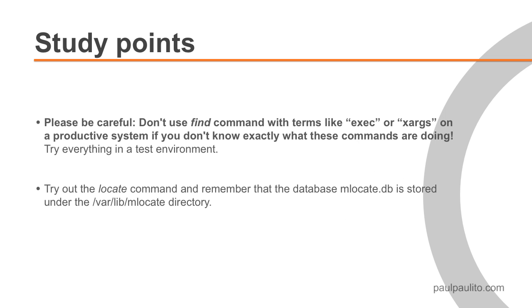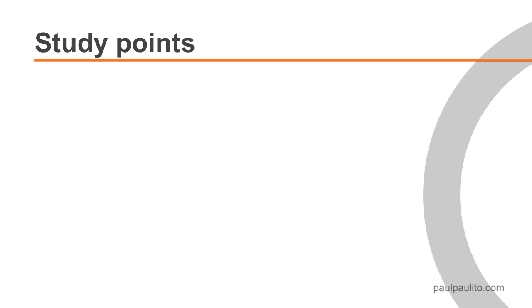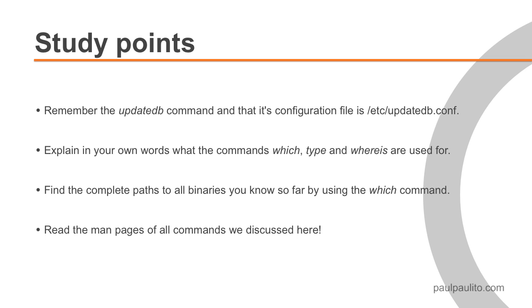Please be careful. Don't use find commands with terms like exec or xargs on a production system unless you know exactly what these commands do. Try everything first in a test environment. Try out the locate command, and remember that the database mlocate.db is stored under the /var/lib/mlocate directory. Remember the updatedb command and that its configuration file is /etc/updatedb.conf.